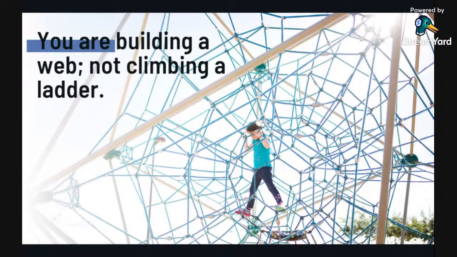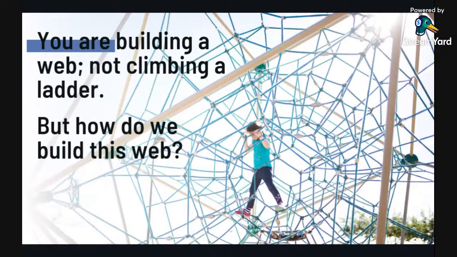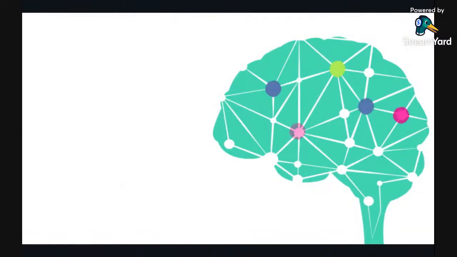When you're using the CRA framework, you need to think of it as building a web, not climbing a ladder. Let me say that again. You're building a web, not climbing a ladder. But how do we do this? How do we build a web of concepts and understandings for our students rather than climbing a ladder where they are going to slip as soon as one rung is taken away? And the answer to that is linking.